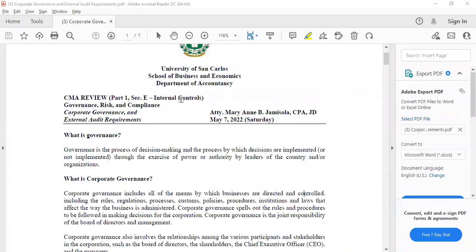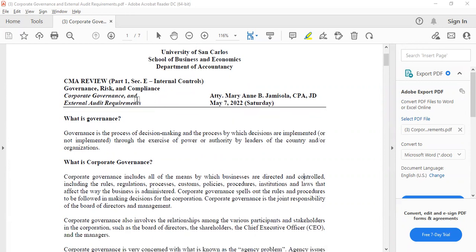Hello, everyone. So this is the third subtopic under Part 1, Section E of the CMA syllabus, particularly on internal controls. So this third subtopic will be all about corporate governance and external audit requirements. So first, let's talk about corporate governance.